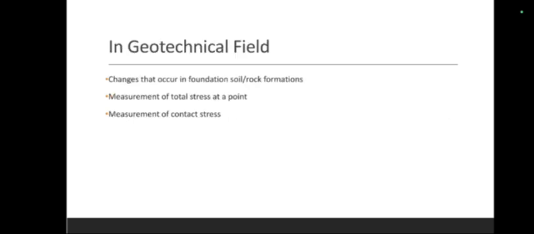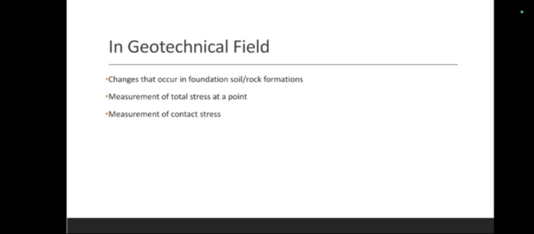Let's look at how it works in the geotechnical field. The rock or soil formation is completely dependent on the rock or soil type, stress history, shear and normal stress levels, boundary and drainage conditions, and several environmental effects. The precise assessment of stress and changes that occur in foundation, soil, or rock formations is of great importance for safe engineering design. While constructing large civil engineering projects like tall buildings, dams, underground tunnels, etc., the measurement of stress plays a vital role.